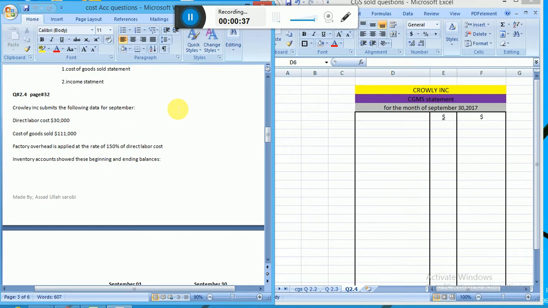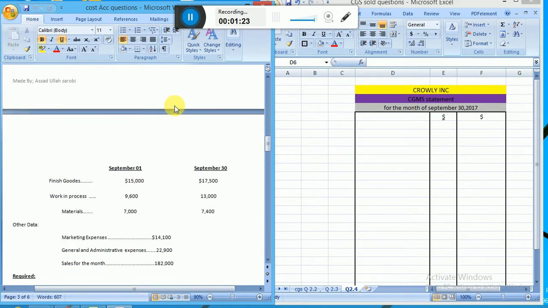Crowley Incorporations submit the following data for the month of September. So it means that our current month for which we are going to make the cost of goods manufactured and sold statement is the month of September. Direct labor cost is $30,000, cost of goods sold $111,000. Factory overhead is applied at the rate of 150% of the direct labor cost. Inventory accounts show these beginning and ending balances.